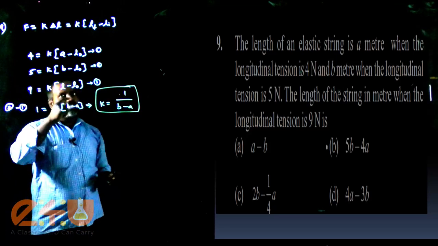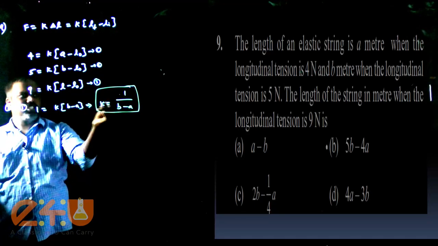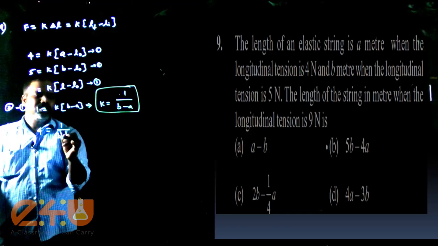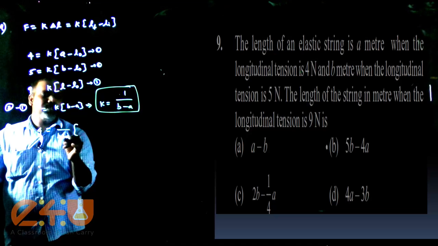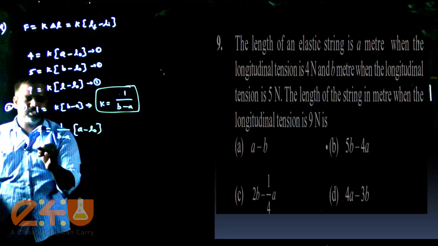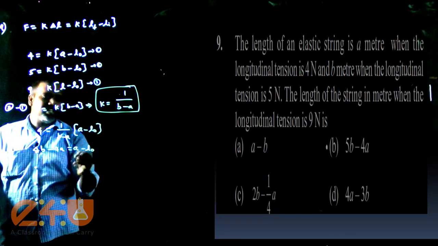And take that K and substitute in any one of the equations. I can take the first equation. Substituting K there, 4 is equal to 1 by B minus A, in the place of K I am substituting 1 by B minus A, into A minus L naught. Just do the cross multiplication. So 4B minus 4A is equal to A minus L naught.